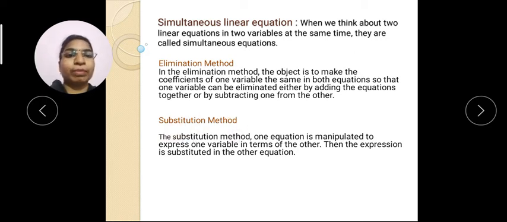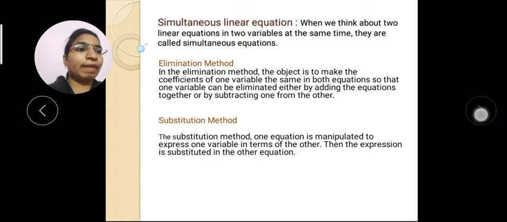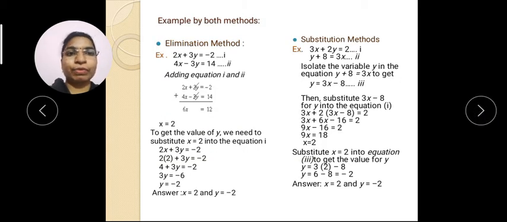Now the substitution method. In this method we first find the value of one variable by using one equation, and then we substitute that value in the other equation. Then you will get the answer. How? The question arises. Now let us see by one example that is in front of you. See, I am explaining both methods here with a simple example.